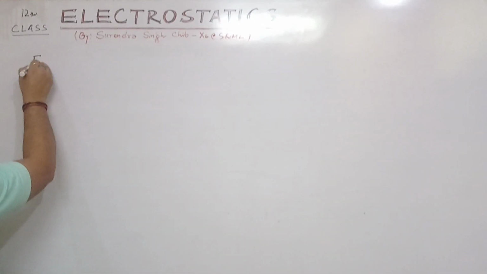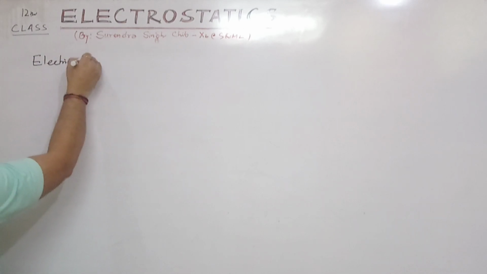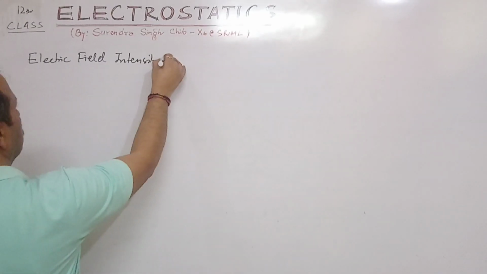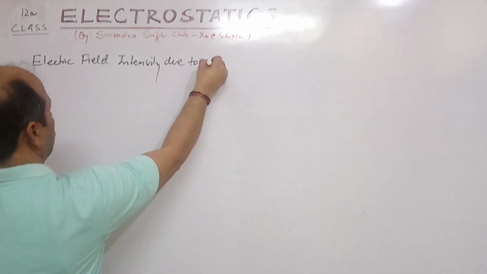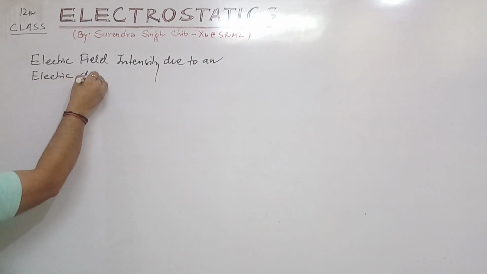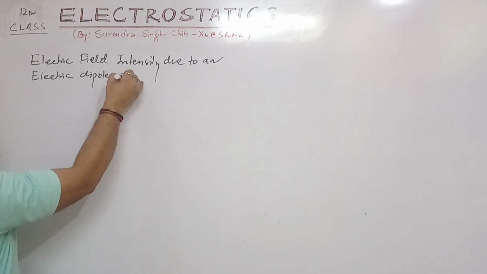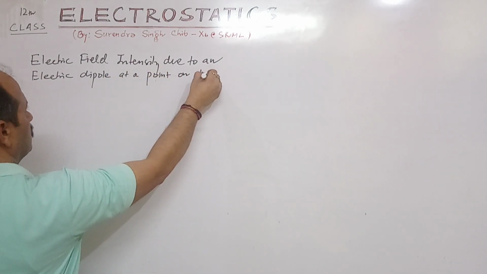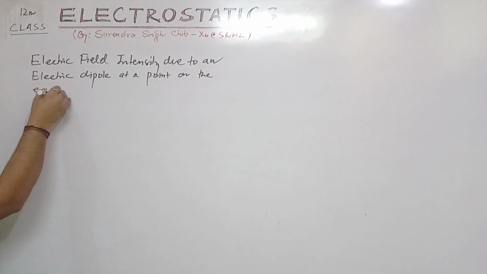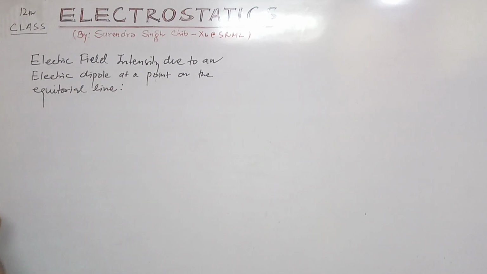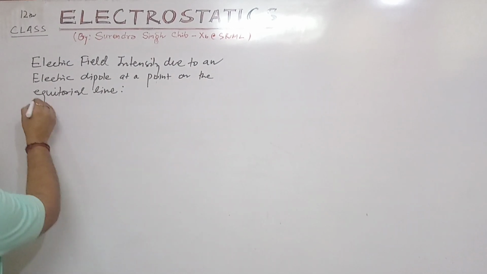Today I will derive an electric field intensity due to an electric dipole at a point on the equatorial line. See, equatorial line. Now, what is an equatorial line?